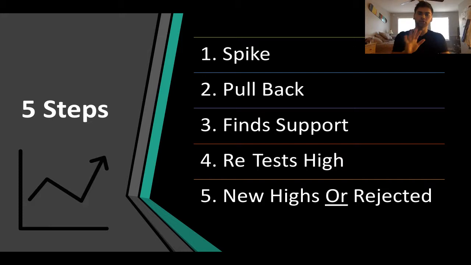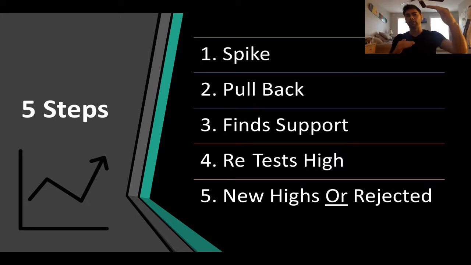There are 5 steps to the pullback pattern. There's the spike, the big spike up, or it can actually work in both ways, so it could be a big drop down. But for this scenario, we're going to say the spike is number 1. Number 2, a pullback. Number 3, it finds support. Number 4, it retests the highs. And finally, number 5, it'll make new highs or it'll get rejected at the high of day.